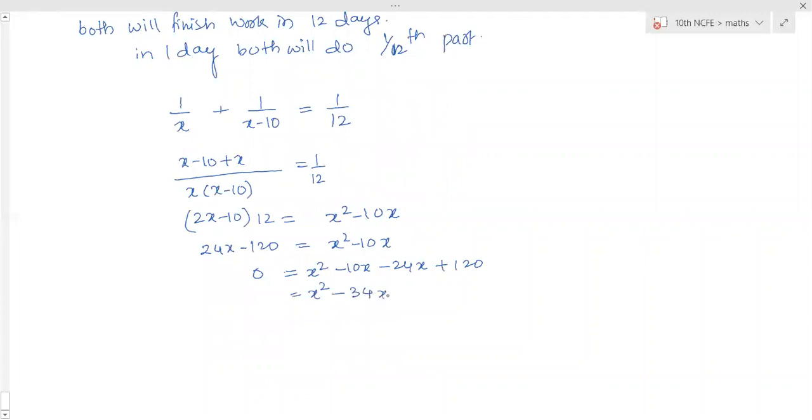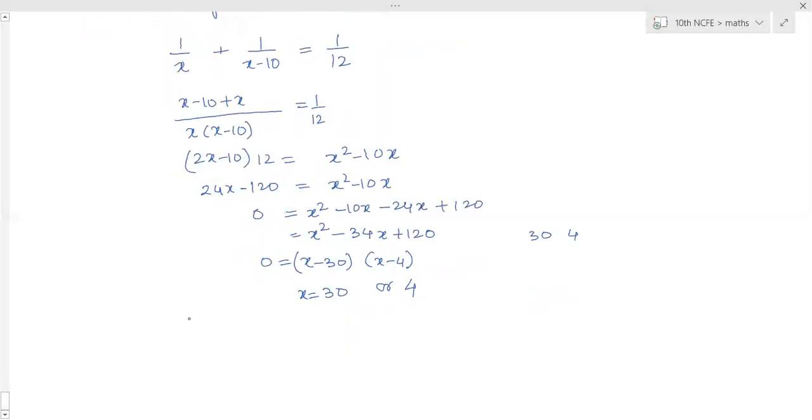minus 34x plus 120. So it is 30 and 4. The product needed is 120, the sum is 34: minus 30 and minus 4. So x minus 30 and x minus 4. So the value of x is either 30 or 4. But 4 is not possible. Why?